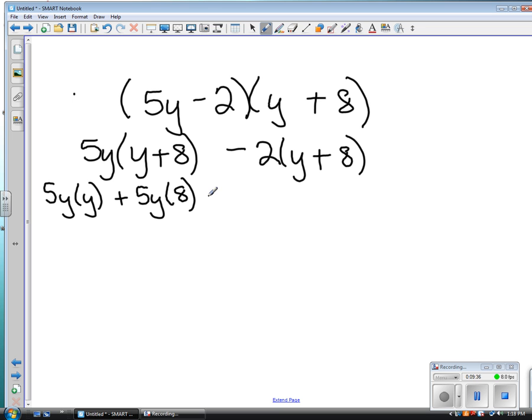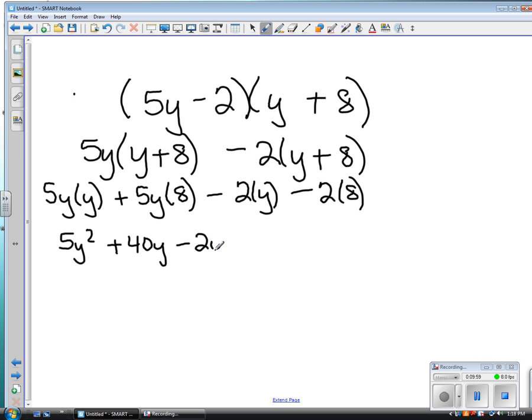Okay. Everybody good with what their step is so far? That's correct. Alright, Lens, tell me what you get next. 5y squared plus 40y minus 2y minus 16. Okay, everybody good so far? Okay, and Avery, tell me what you get last. 5y squared plus 38y minus 16. Very good.